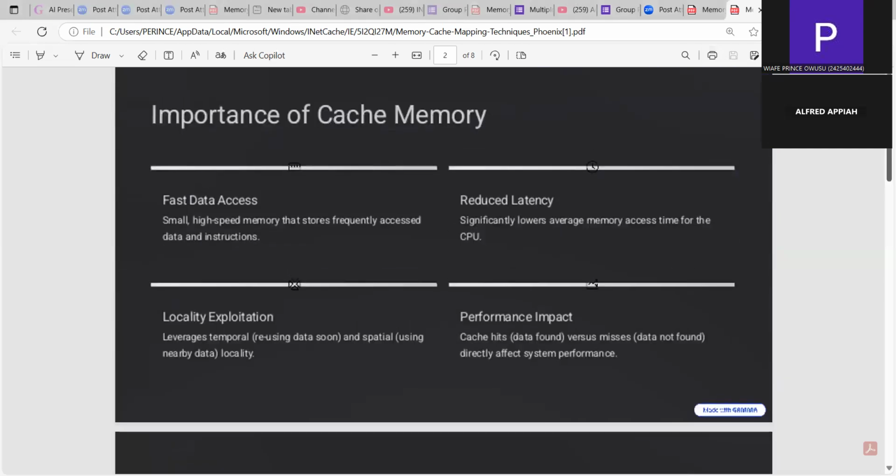So on the importance of cache memory, we have fast data access, reduced latency, performance impact, and locality exploitation. Fast data access means a small high-speed memory that stores frequently accessed data and instructions. Reduced latency significantly lowers average memory access time for the CPU. For the performance impact, cache hits versus misses, where data is not found, directly affect system performance.